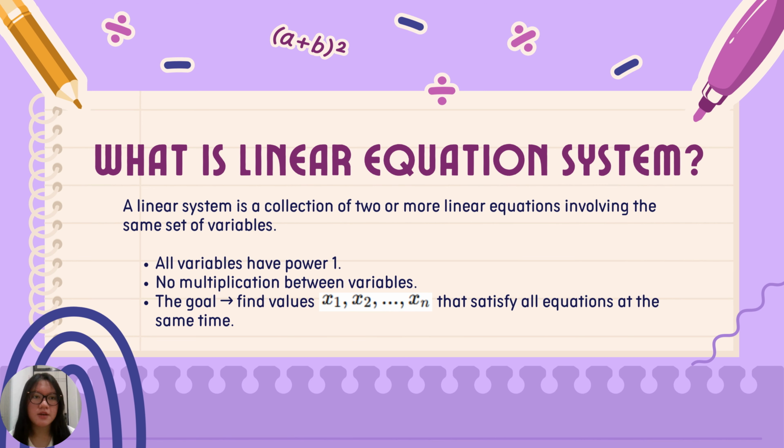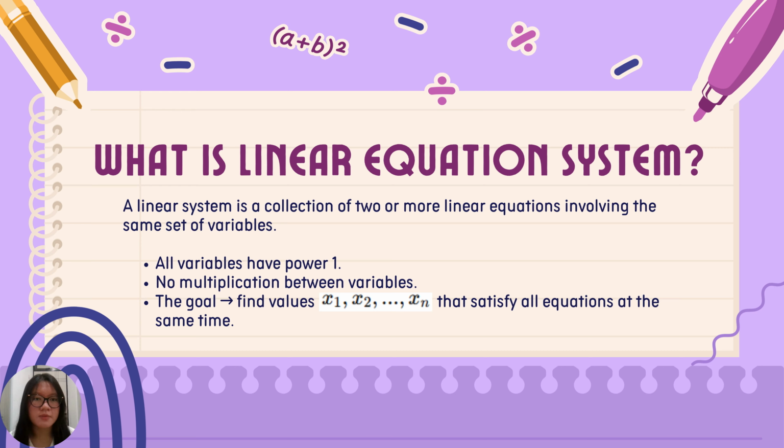What is a linear equation system? Let's begin by establishing what we mean by a linear equation system. A linear system is essentially a collection of two or more linear equations that all involve the same set of variables. There are two key characteristics that define linear equations.